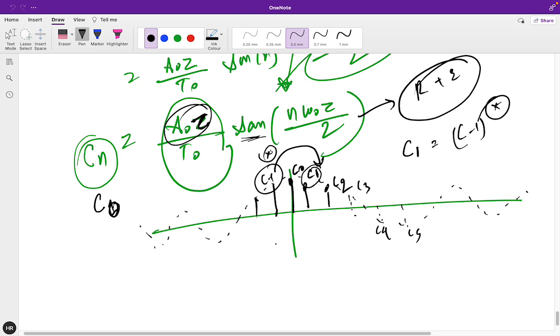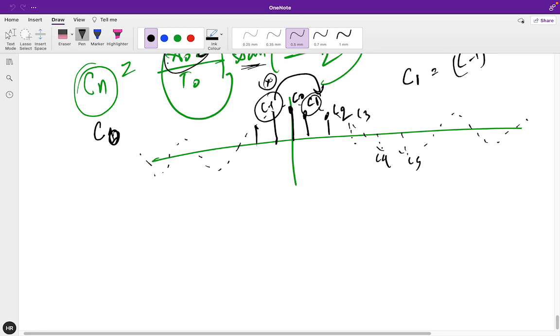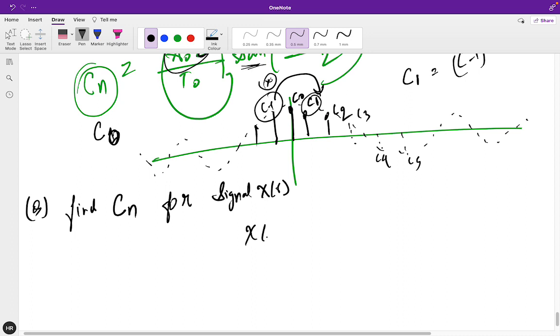Okay. Now we have another question. That question is very important also. You need to find C of n for the signal x of t, and x of t is given as the summation from n equals minus infinity to infinity of delta of t minus n t naught. The delta function is a real function.